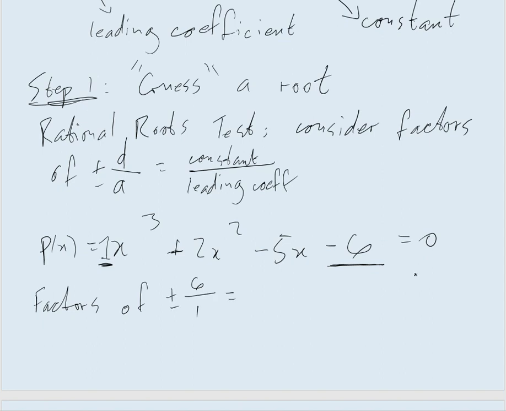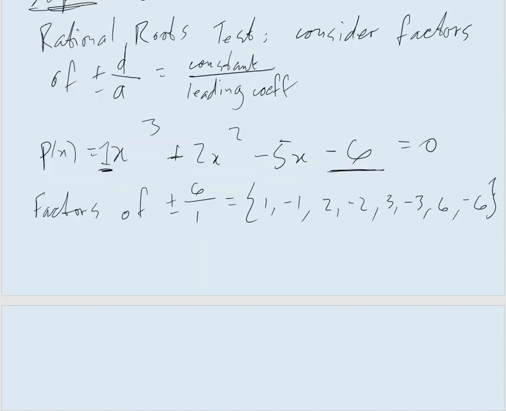So what are these factors? Obviously 1, negative 1, 2 and 3 are also factors of 6. So 2, negative 2, 3, negative 3, 6, and negative 6. So we're going to literally have to plug these in one by one and hope that one of them equals 0. So let's try p of 1 and see what we get.